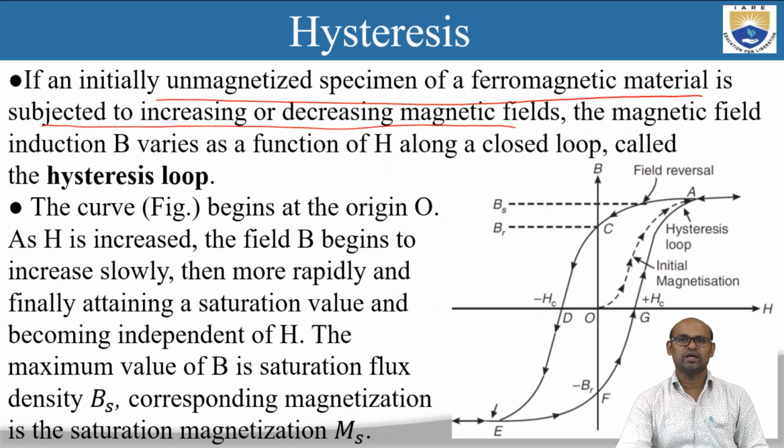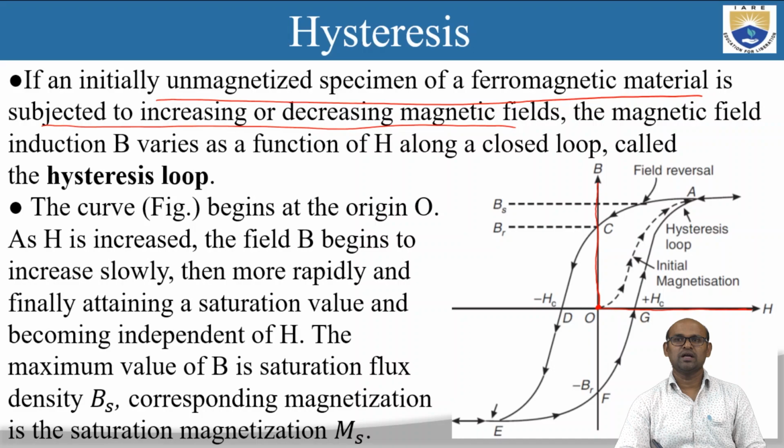First, we are going to take a material which is not magnetized, so the magnetization is 0. This is the applied magnetic field H, and this is the magnetic induction B. On the y-axis we have magnetic induction, and along the x-axis we have the applied magnetic field H, or magnetic field intensity. In the beginning at O, we are taking a ferromagnetic material which does not have any magnetization, so our magnetic induction is 0.